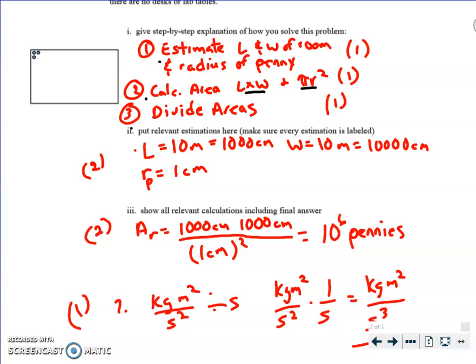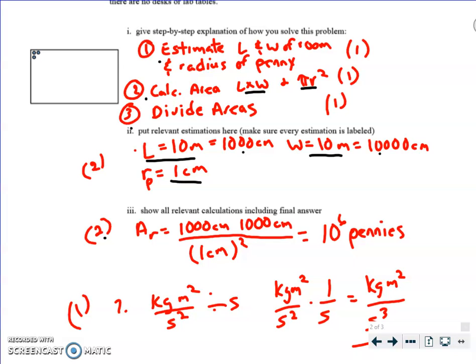Now I'm going to break those steps down into 2 parts. Part 1 is I want the estimation. So I've got the estimation of the length of the room, the width of the room, and the radius of a penny. I also converted, because I know I have to do that eventually, but if you didn't show that there, it's not a big deal. So 2 points for that.